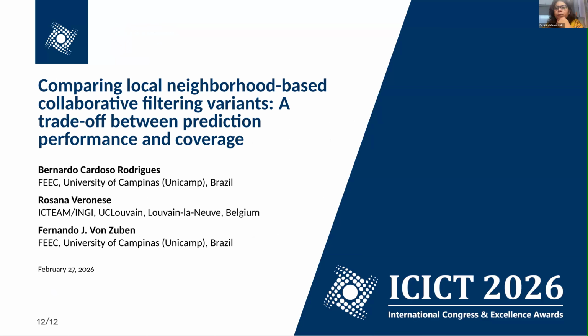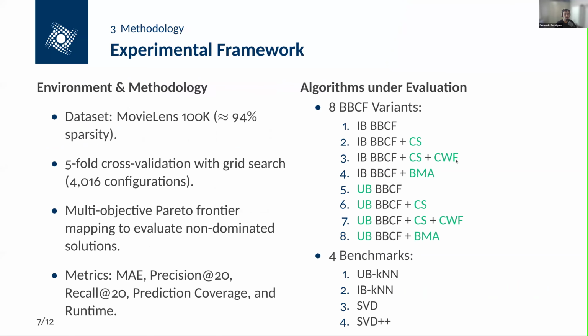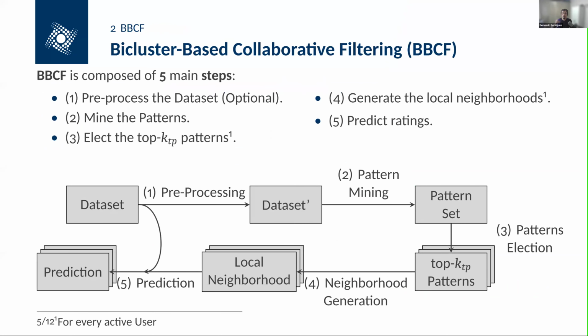Okay. Would you, Bernard, yes, would you go to the flow diagram, the one which you have shown? Sure. This one? Okay. So data set you mentioned is the very first step and then pre-processing. Yes. Okay. And pattern set, local neighborhood, K patterns.